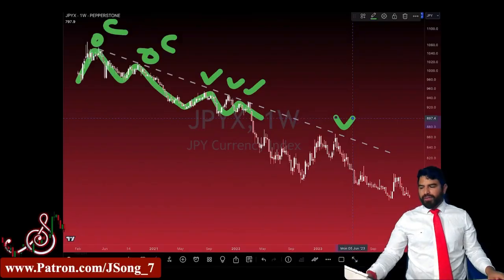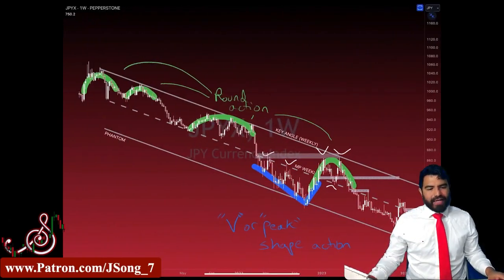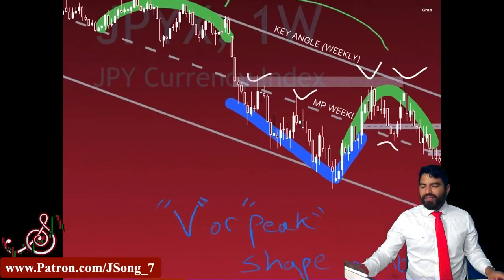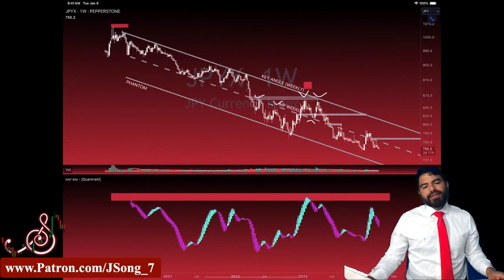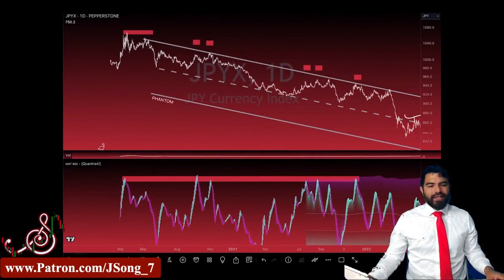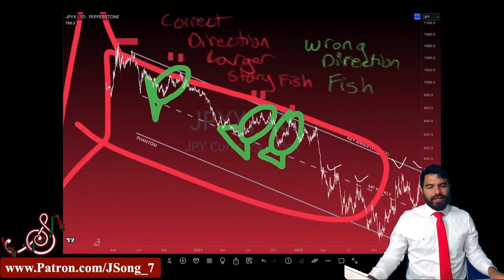In our tutorial video, we talked about the Japanese yen. We pointed out some major trend lines with some verification, projecting our phantom lines, talking about the differences between round action and peaks. We talked about RSI location and how we can find sell signals within a downtrend or buy signals within an uptrend, and how to read them in context of the larger fish principle.